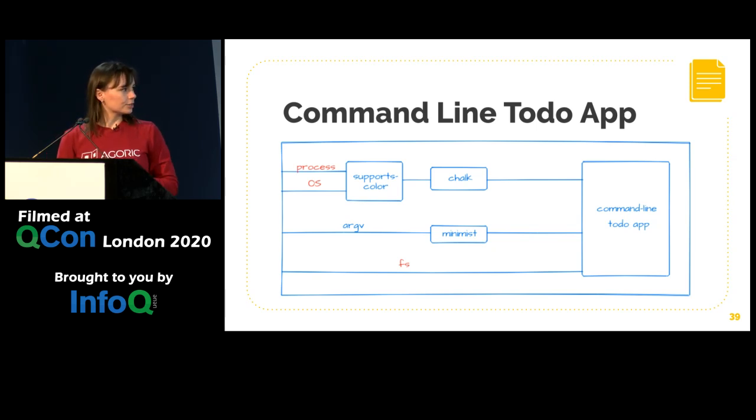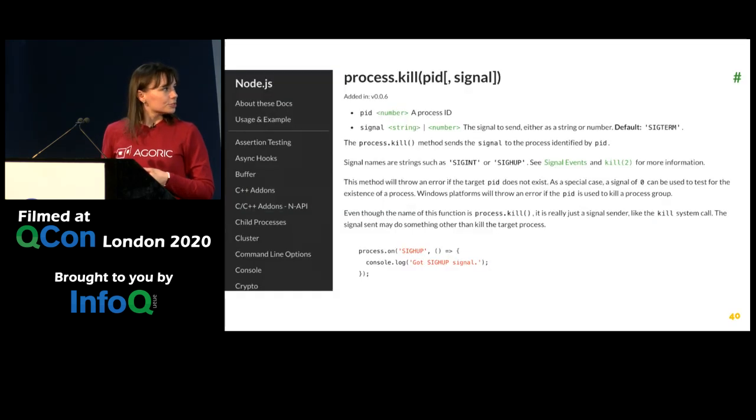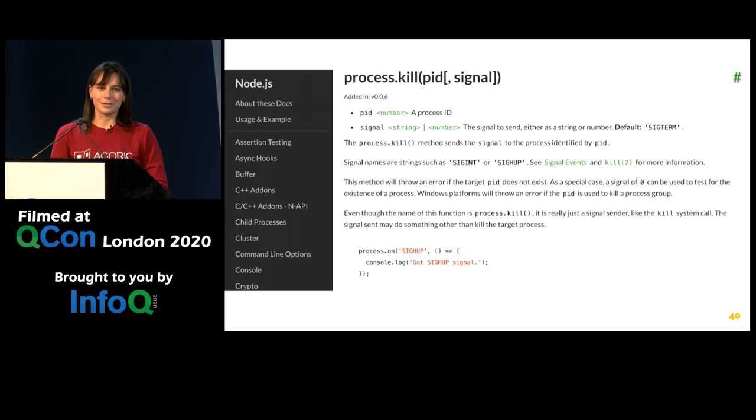Chalk is very interesting because it uses a package called supports color. So this Chalk package that is really just about changing the color of the console logs is going to be using supports color, which in turn uses process, which is a Node built-in, it's a global variable, and OS, which is a built-in Node module. So if we have access to process, it gets very interesting because we can call process.kill, and all we need to know is just the process ID. We can kill any process.